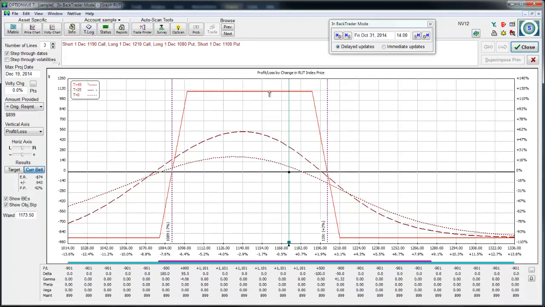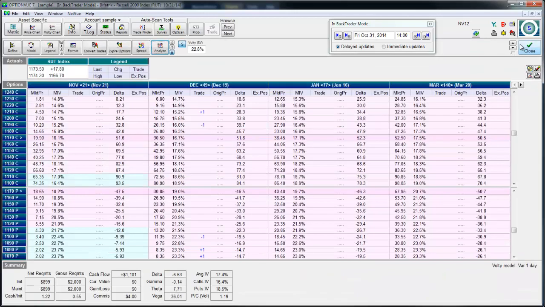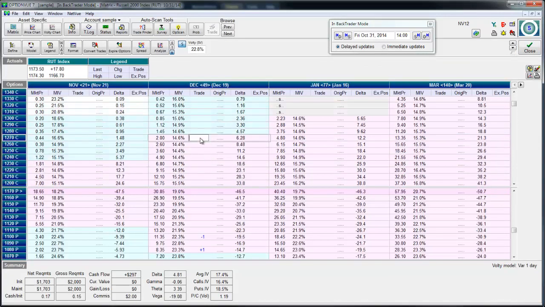All right, so this is considered a condor. It's considered maybe a narrow condor, as opposed to, all right, well, I don't want to get that close. Let's say I want to come way out here and I want to go -1, +1, and I don't want to come in here.